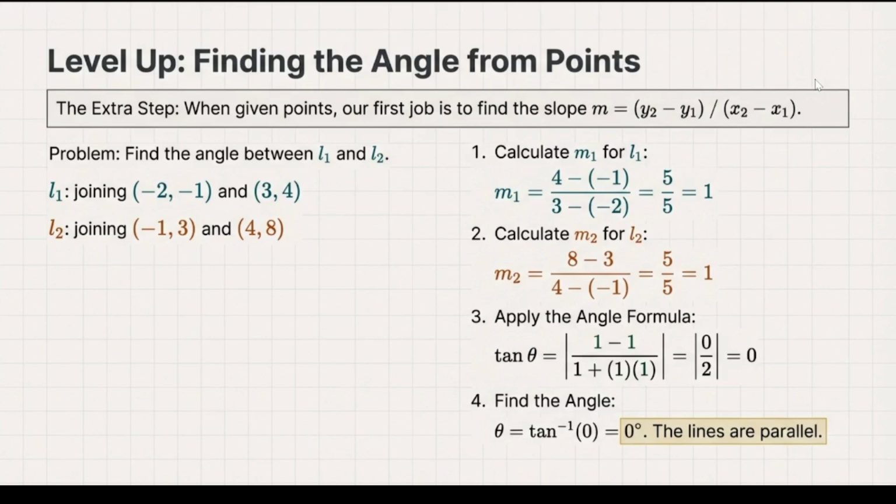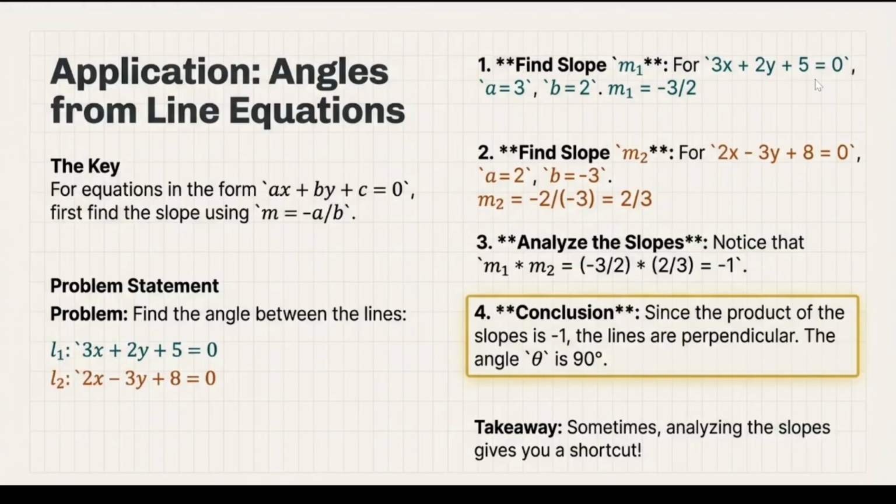Now we will apply the angle formula: (1 − 1) divided by (1 + 1 × 1). That is 0 by 2 or simply 0. So if we take the tan inverse of 0, we will get our θ. So our acute angle here is 0 degrees. This means that our lines are parallel with each other.